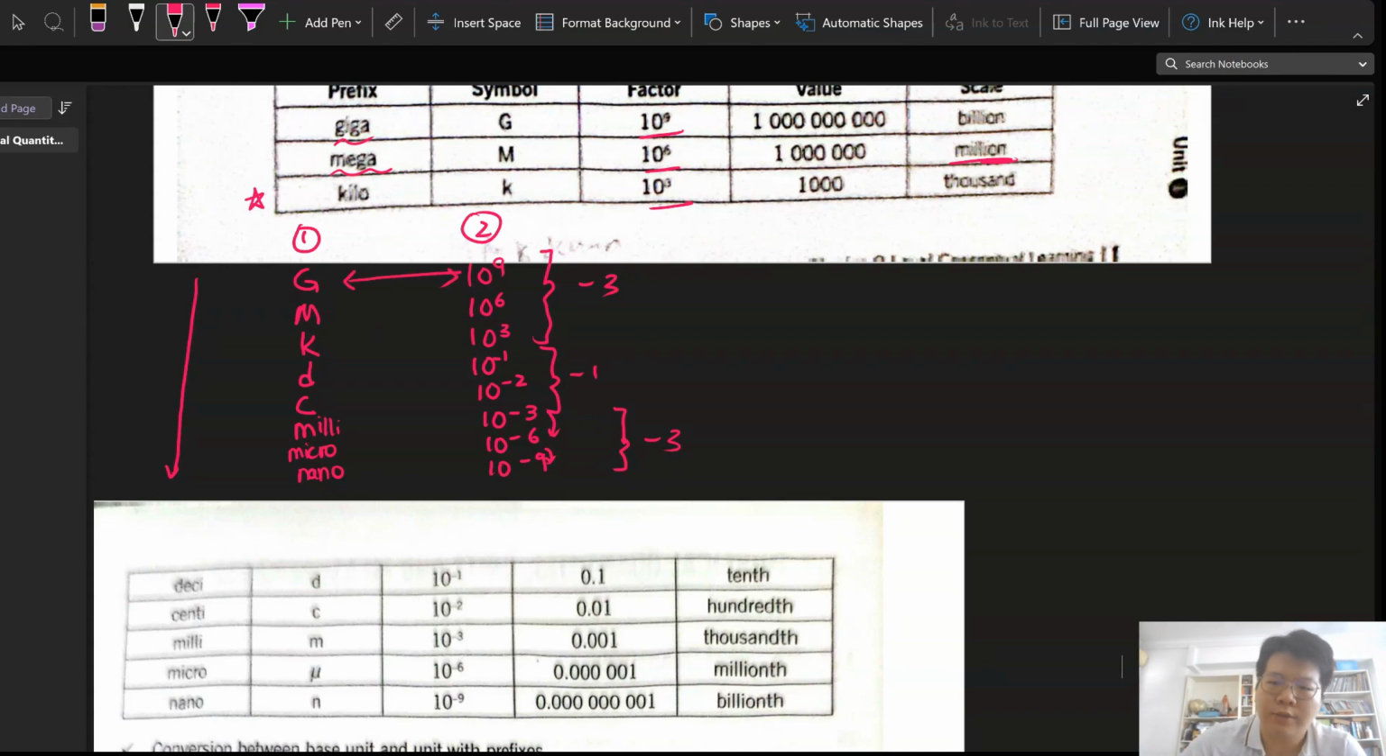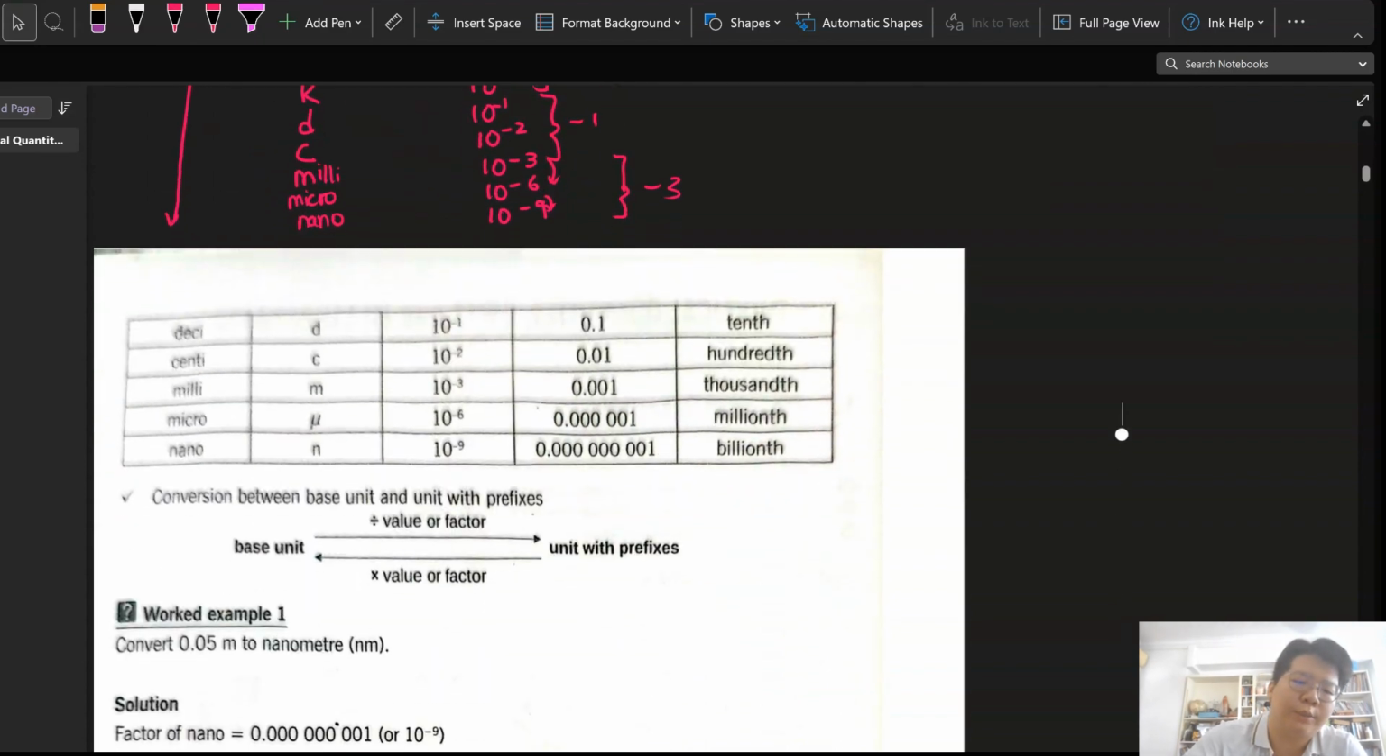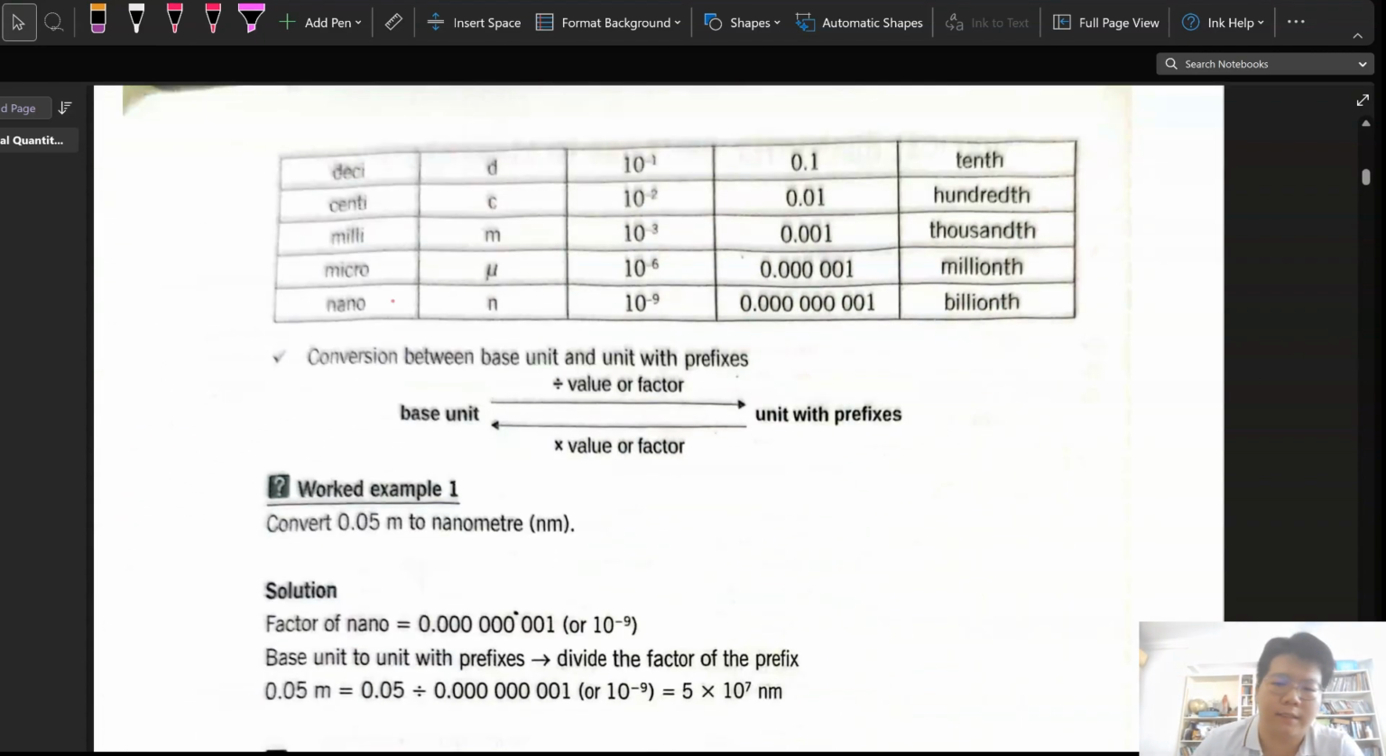Okay, so now we go to the fun part. Conversion between a base unit and a unit with prefixes. So this one is extremely important and it's actually quite simple to understand. So remember your base units are basically units that do not have prefixes. So for example, it's your meter, and your unit with prefixes will be obviously something like cm, where C represents centi. Remember your deci, centi, milli, micro, nano, all of this, they're actually prefixes.